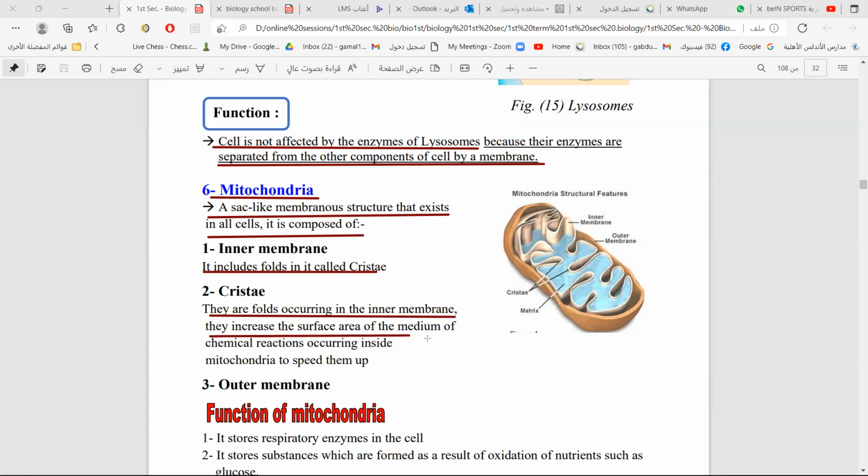They increase the surface area of the medium of the chemical reactions occurring inside the mitochondria. It has a large surface area because it is folded. The liquid inside it is called the matrix, where some reactions happen to produce energy.